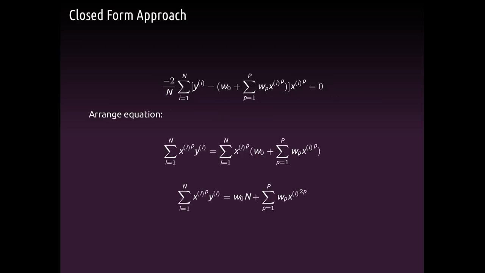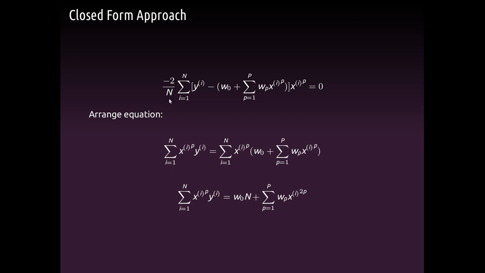So starting with the closed form approach, we ended last video with computing the derivative of the cost function with respect to each coefficient w, and the second step after computing these derivatives is to set these output derivatives to 0, and we will try to arrange and simplify this equation.